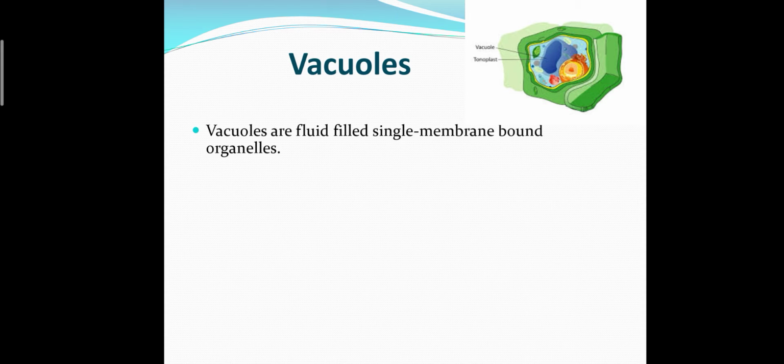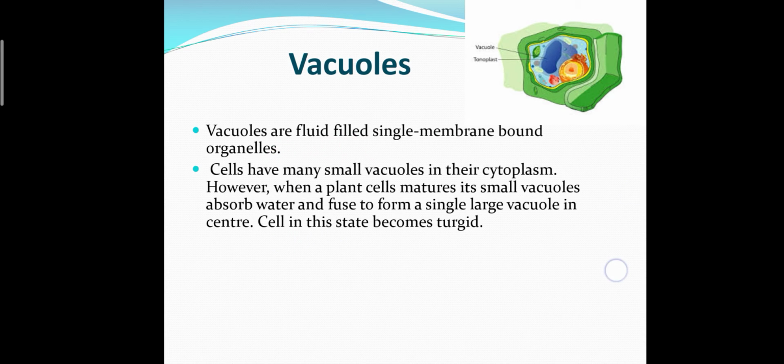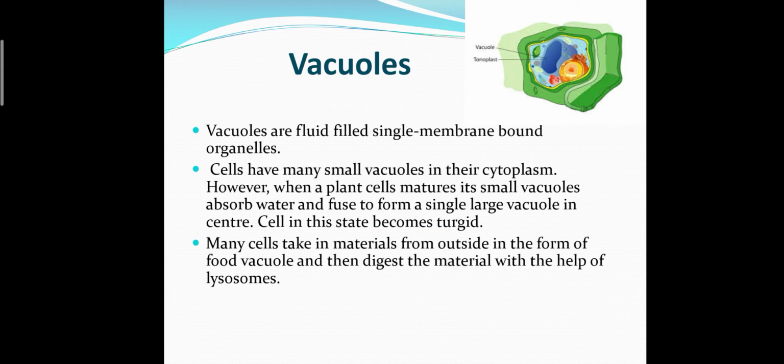What are vacuoles? Vacuoles are fluid-filled single membrane-bound organelles. Cells have many small vacuoles in their cytoplasm. However, when a plant cell matures, its small vacuoles absorb water and fuse to form a single large vacuole in the center. Cells in this state become turgid.